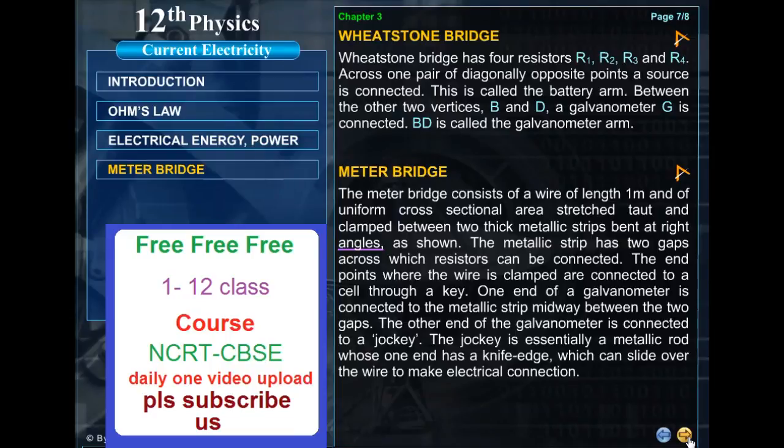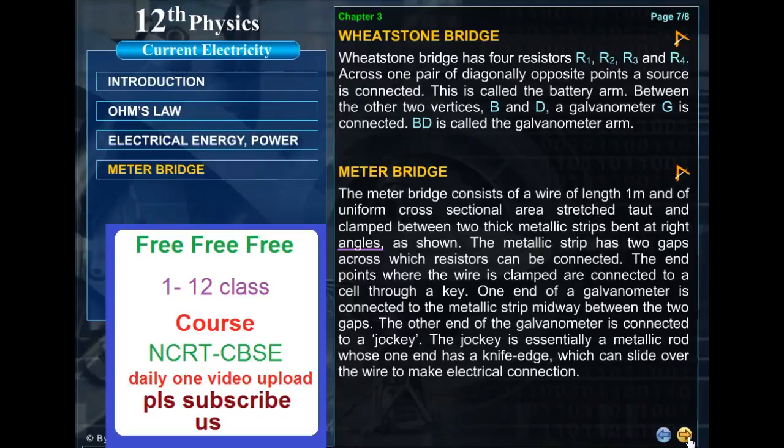The Wheatstone bridge has 4 resistors R1, R2, R3 and R4. Across one pair of diagonally opposite points, a source is connected. This is called the battery arm. Between the other two vertices, B and D, a galvanometer G is connected. BD is called the galvanometer arm.